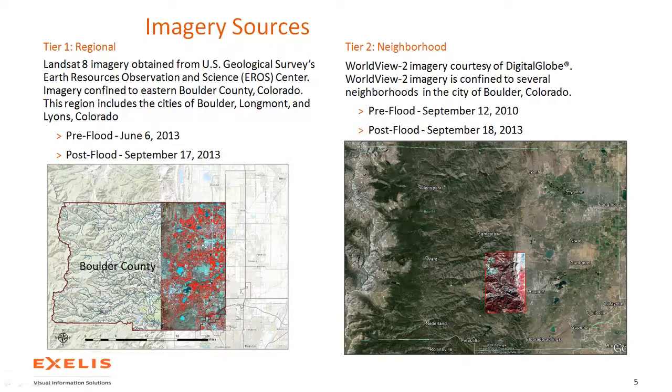For Tier 2, or neighborhood assessment, we will use imagery obtained from Worldview 2. This imagery was provided by Digital Globe. Pre-flood Worldview 2 imagery was obtained on September 12, 2010. Post-flood imagery was obtained on September 18, 2013.